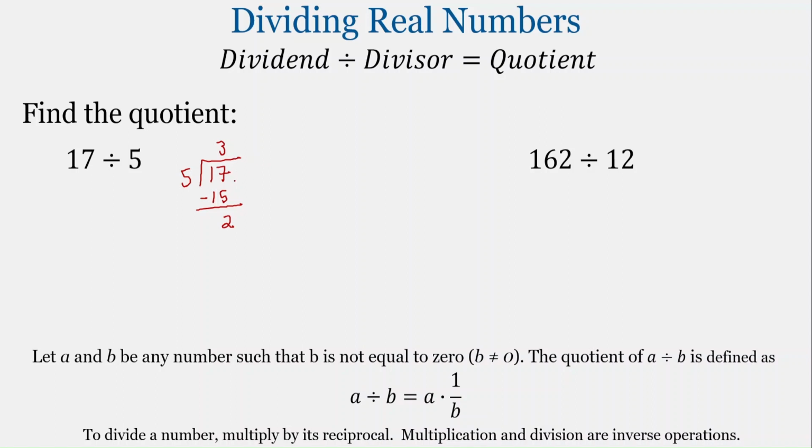And then this is the end of 17, so I'm going to put a little decimal point right here. There's a 0 here. Bring this down. 5 goes into 20 4 times. 5 times 4 is 20. We subtract that. We now have that remainder of 0. So 17 divided by 5 is 3.4.